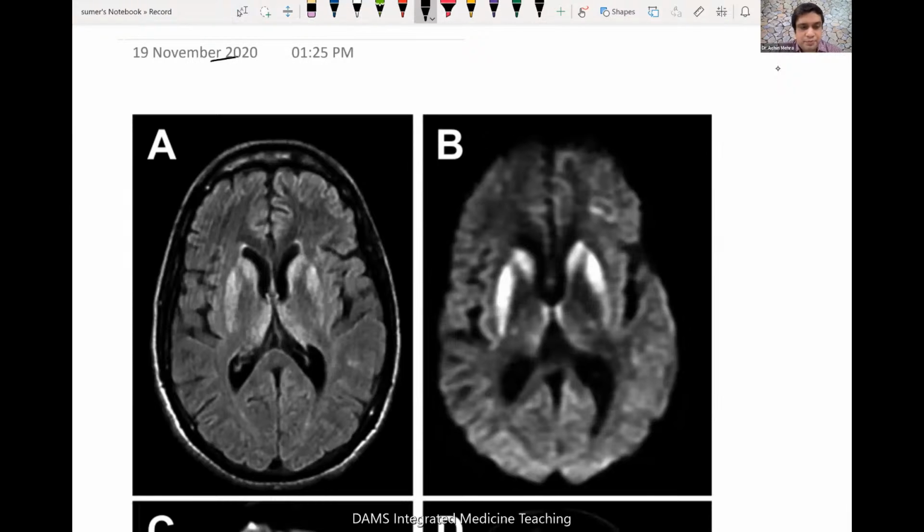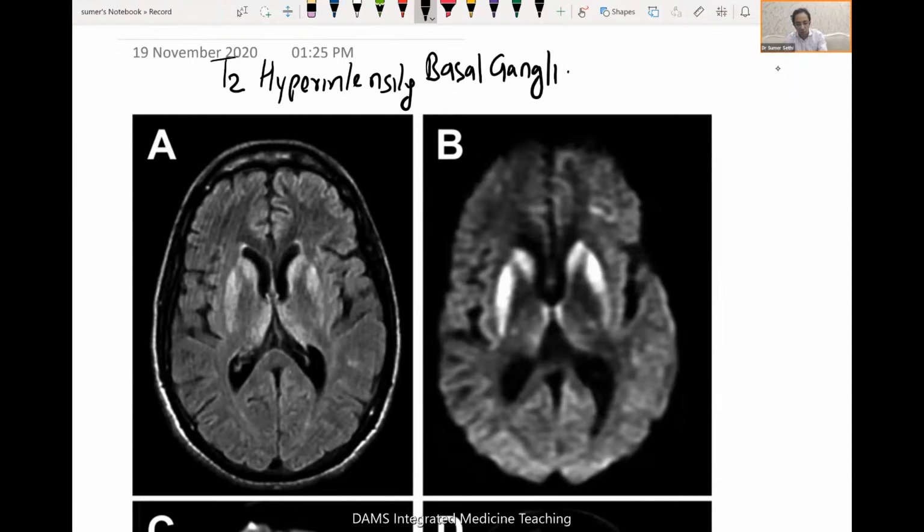Okay. So number one thing to remember is you will see T2 or FLAIR hyperintensity in your basal ganglia, predominantly in your caudate nucleus and in your putamen. Remember, caudate nucleus and putamen hyperintensity. And typically when it comes in a radiology question, they will always have a corneal transplant or a history like that written in your question.